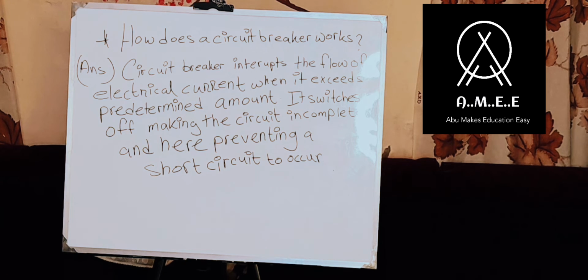The circuit breaker is going to turn off automatically, which makes the circuit incomplete, hence preventing a short circuit from occurring. Circuit breaker interrupts the flow of electrical current. That's C-U-R-R-E-N-T, current. When it exceeds predetermined amount, P-R-E-D-E-T-E-R-M-I-N-E-D.